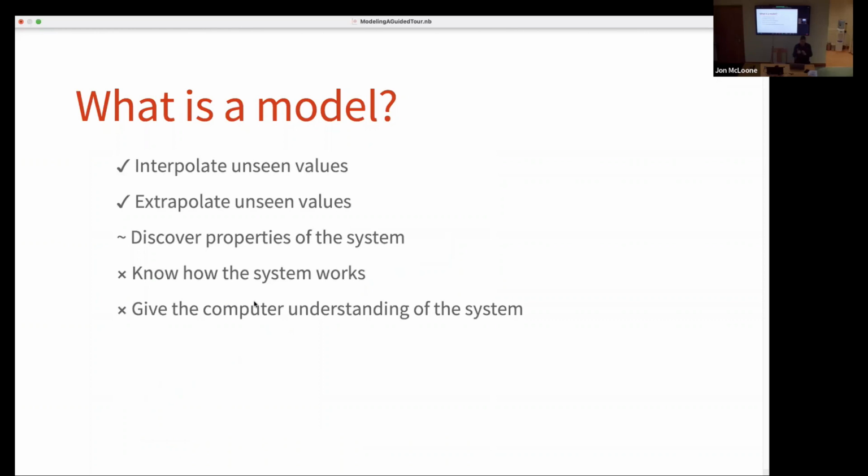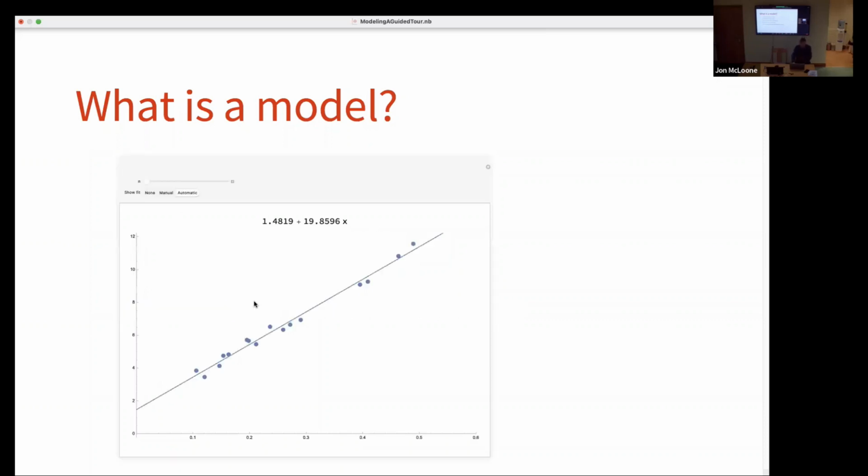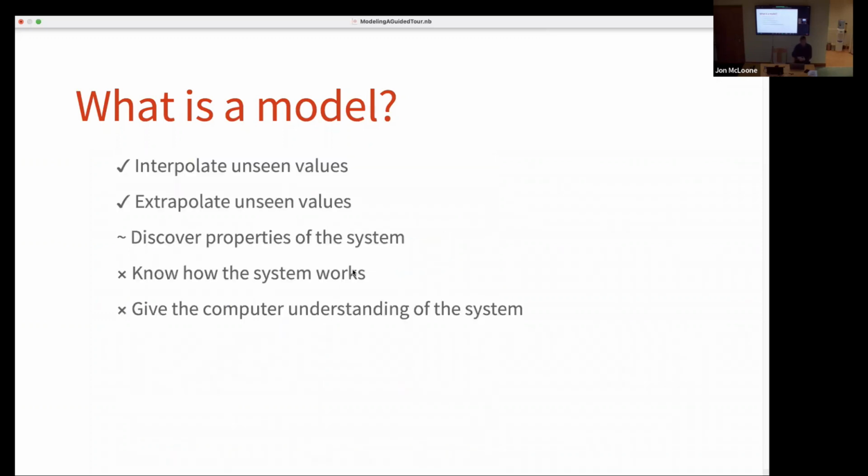So what can we do with that? We can interpolate unseen values with that model. We can extrapolate. Very often with models, you can discover some other properties. So for example, not immediately obvious, the steepness of that line tells us on average how fast I traveled in this case. So that's another property that we can get from this model by going backwards from the model. But it's important to understand, and this gets less obvious as the models get more complex, it doesn't tell us anything about how the system works.